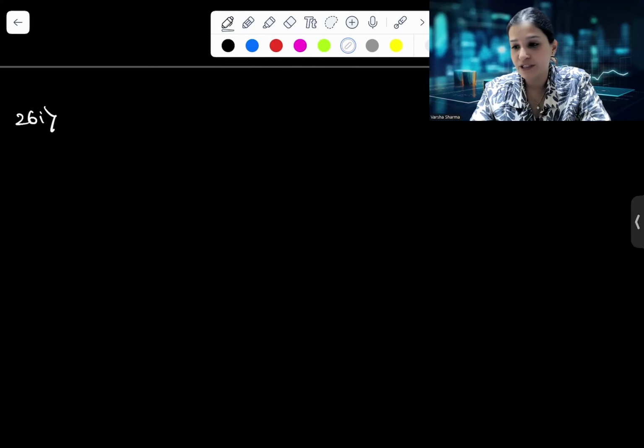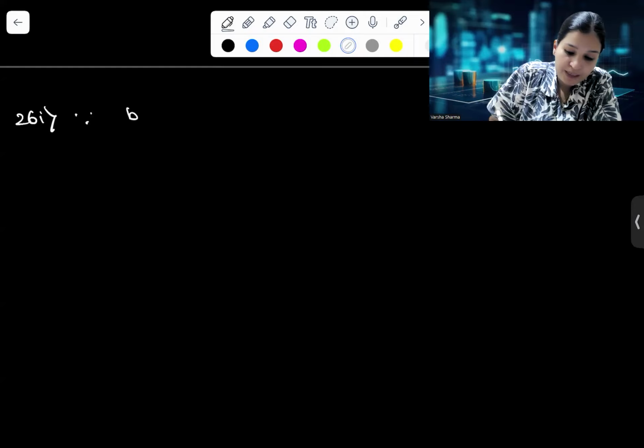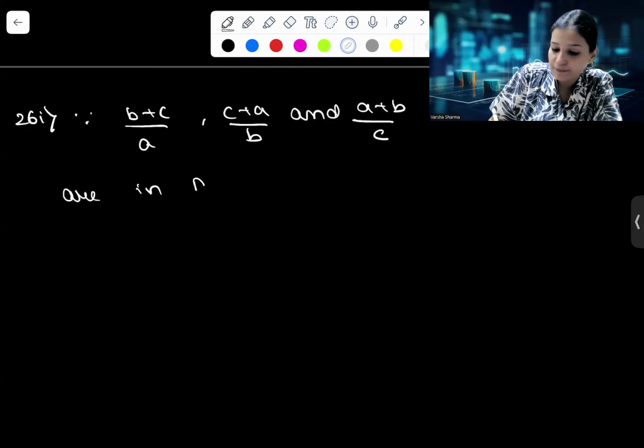How do we prove that three terms are in AP? By finding the common difference. If the common differences are the same, then they are in AP. So given that (b plus c) by a, (c plus a) by b and (a plus b) by c are in AP.